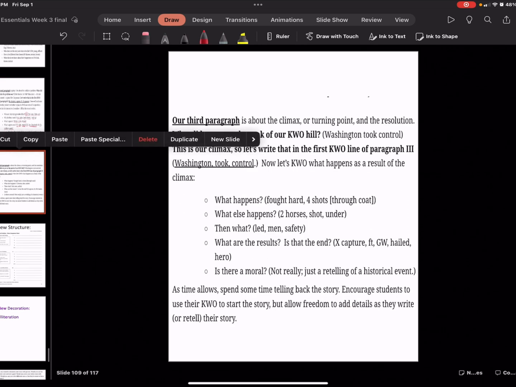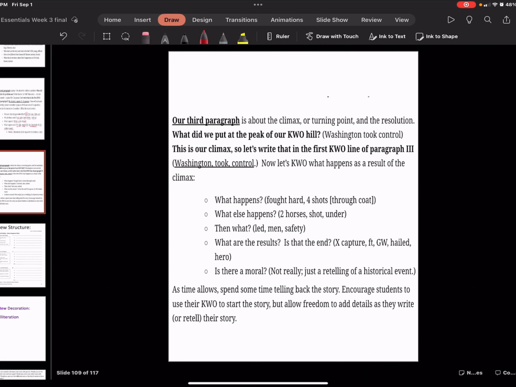So now let's look at our third paragraph. Our third paragraph is about the climax or the turning point and the resolution. What did we put at the peak of our KWO hill, at our storyline hill? Washington took control. This is our climax. So let's write that in the first KWO line of paragraph 3. Washington took control. And we'll do this in a moment.